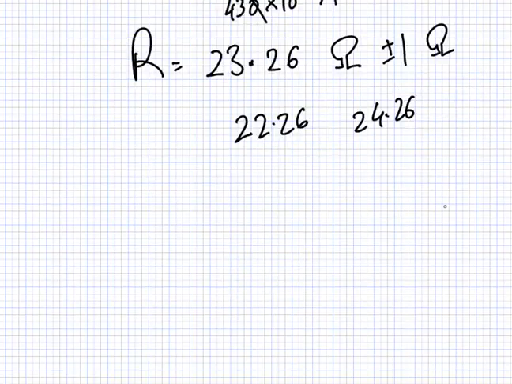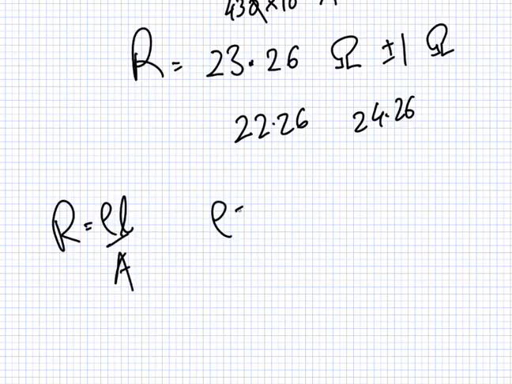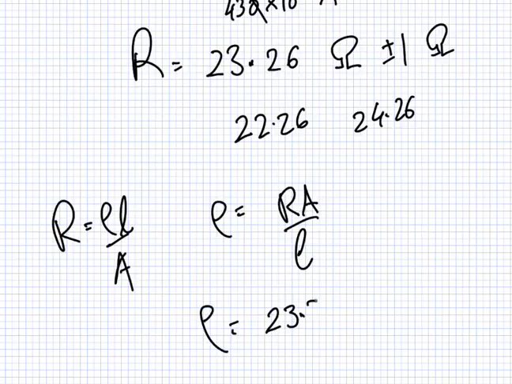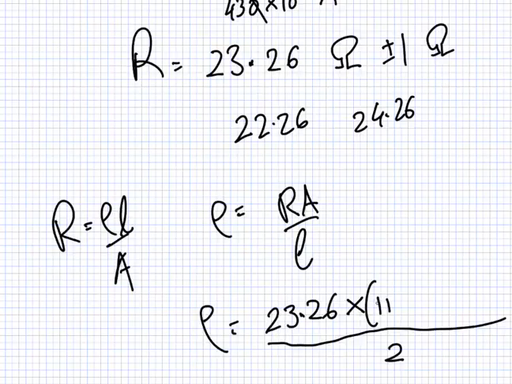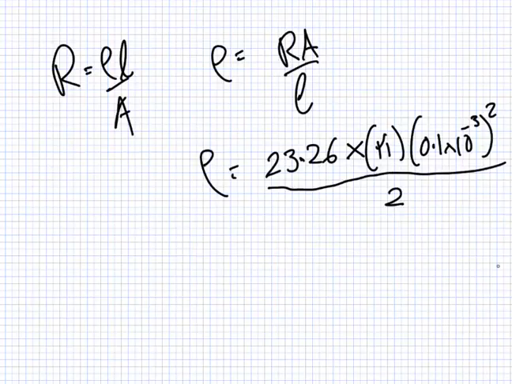Okay, the last part, you have R equals rho L over A. So rho equals R A over L. So rho equals 23.26. What was the length? Was it 2? Yes. And what was the diameter? 0.2 millimeters. So the radius is 0.1 times 10 to the minus 3, squared. Okay, so type this in and tell me what you get, please.